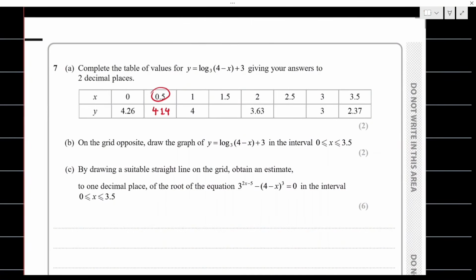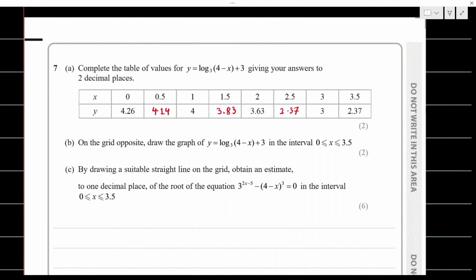1.5 is equal to 3.83. We are keeping all the values to two decimal places as given in our question. For 2.5, we have 3.37. So this is our part A.